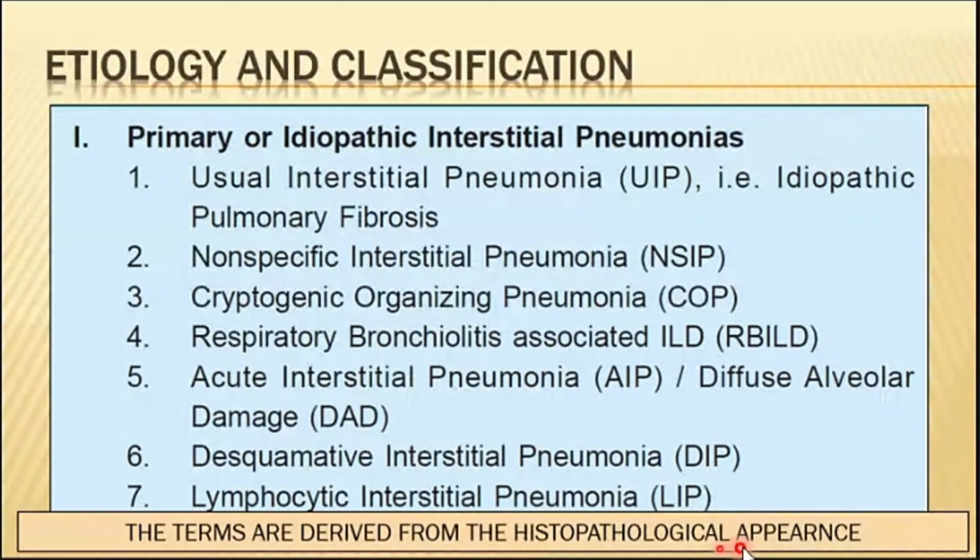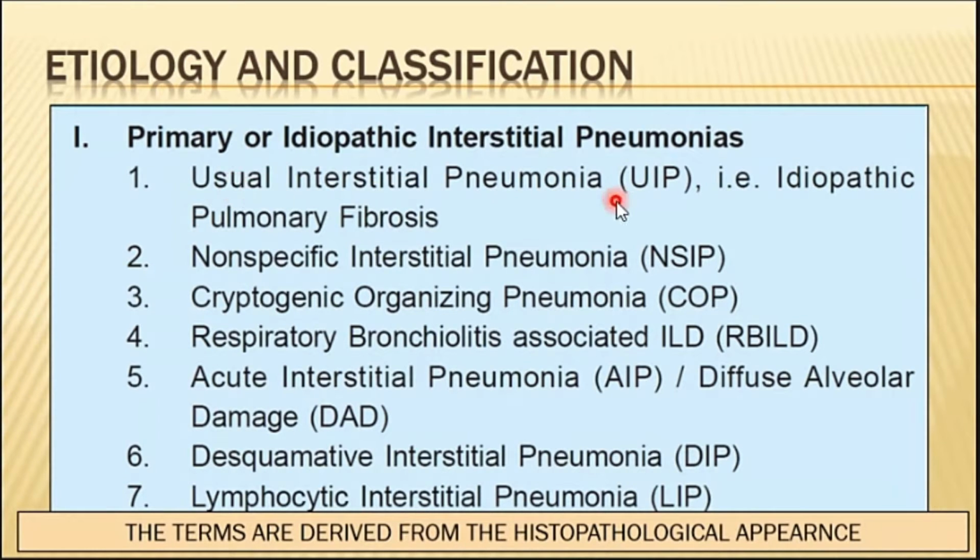all derived from the histopathological appearance, which means this is basically the histological definition. So the pathologists have come up with their own classification, what on biopsy looks like UIP, what looks like NSIP, what looks like COP, what looks like RBILD. These are all only based on the biopsy, the pathology. So obviously, as for the etiology, there may be a number of diseases which will cause these.